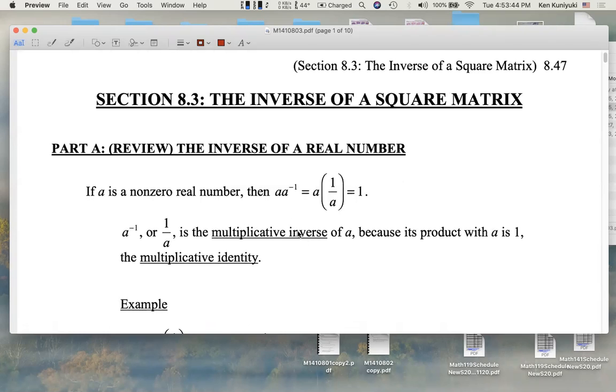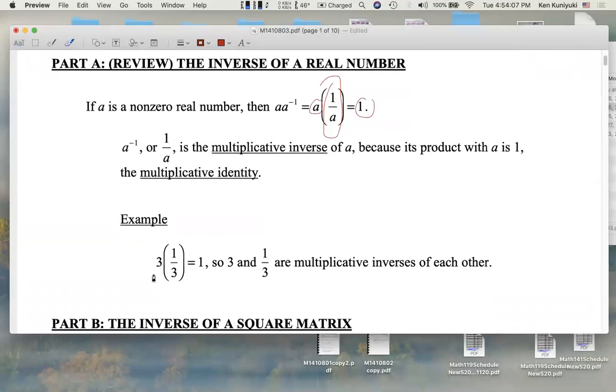All right, so let's say that you have A, where A is not 0. What is the multiplicative inverse of A? A times what will give you 1? Well, A times its reciprocal will give you 1. Right. 1 over A is A to the negative 1.